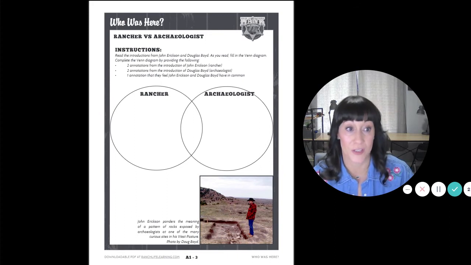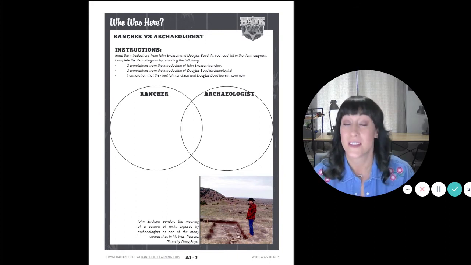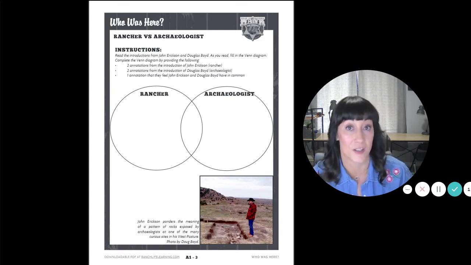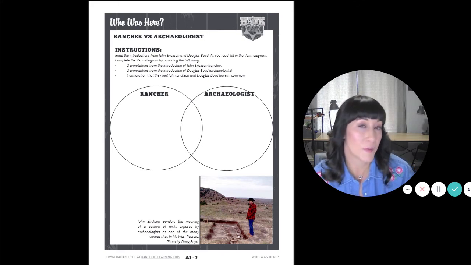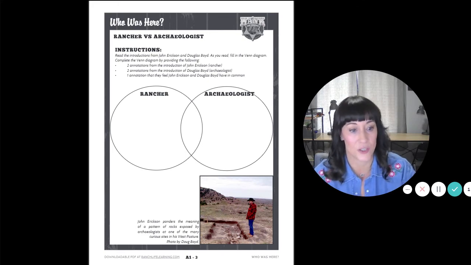Next is the rancher versus archaeologist handout. This is to go along with the reading strategy. So they would do this as they read the section of the Porch Talk book. So they'd fill in the Venn diagram. What does a rancher do? What does an archaeologist do? And then do some comparisons. Are there any things that they both do? That would be a good question that I would ask as a teacher.